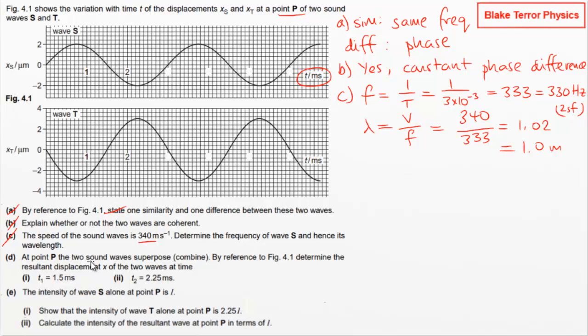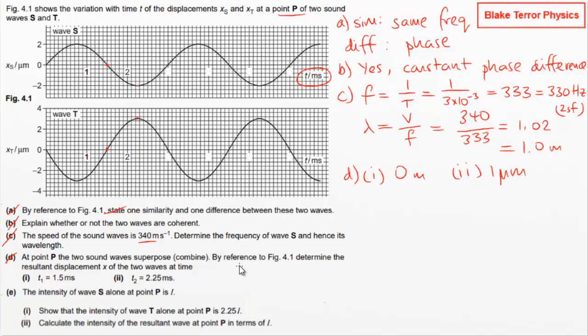At point P, the two sound waves superpose. By reference to the graphs, determine the resultant displacement of the two waves at t is 1.5 milliseconds. So at 1.5, we're here and here. So the displacement is going to be 0. And 2.25. So what's 2.25? Oh, that's where we got the peak and the trough, isn't it? So yeah, we got there and there. So what have we got? That's 3 micrometers and minus 2. So it's going to be 1 micrometer.